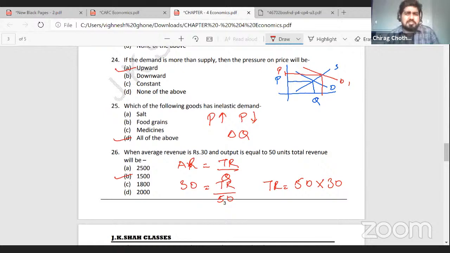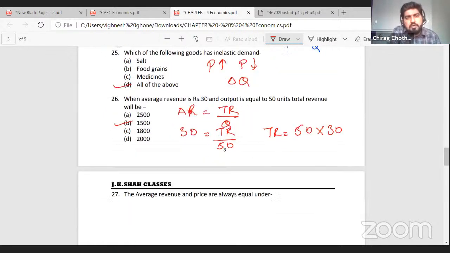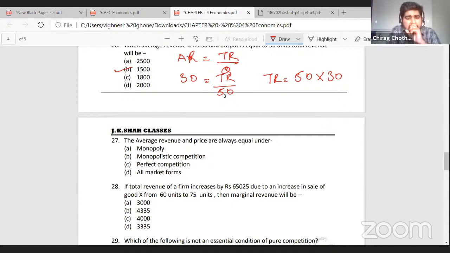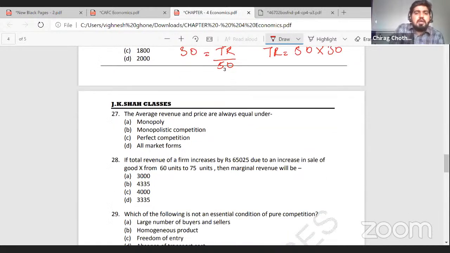These are simple questions here, right? These are all mock test paper questions. So I hope you are very much knowing these questions and you are able to solve it. Average revenue and price are always equal under dash. See, what is the formula for average revenue? It is TR upon Q.